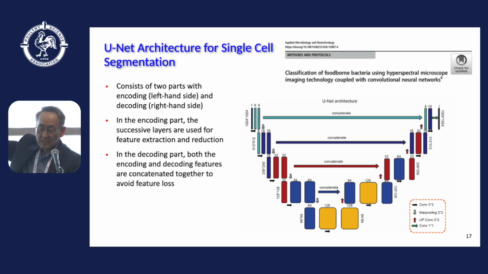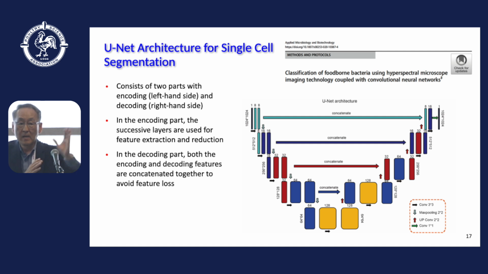When you see this U-Net, it actually consists of two parts. One is the encoding, the left-hand side. The other is the decoding. In the encoding part, successive layers are used for feature extraction. Those layers give us the feature extraction. And on the right-hand side, the decoding part, both encoding and decoding features are concatenated.